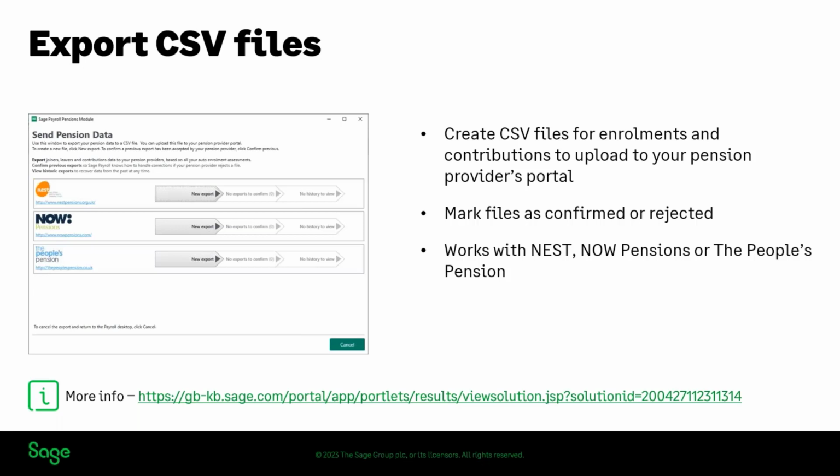And then within the Send Pension Data module, you would mark the file that you've uploaded as either confirmed, if it's been accepted, or for any reason you need to generate it again, you can mark it as rejected. And again, we've got the detailed steps for these providers in this option available in our help center.